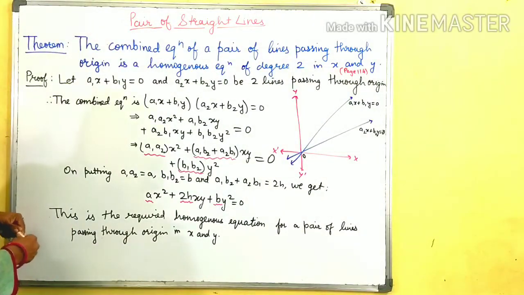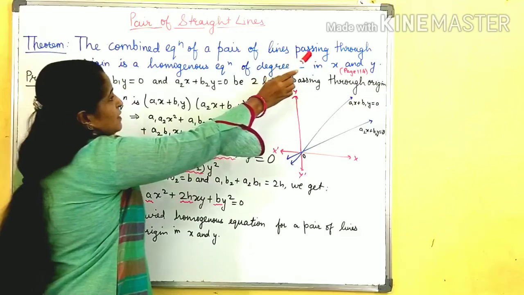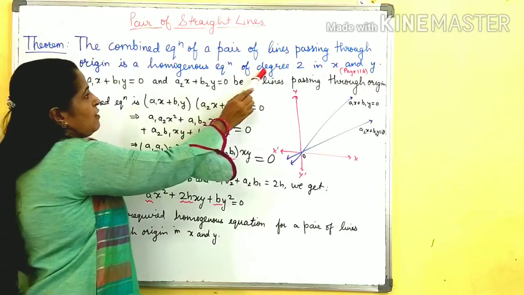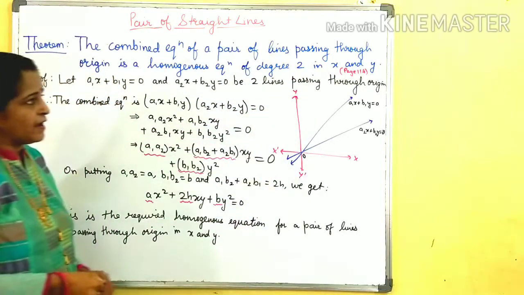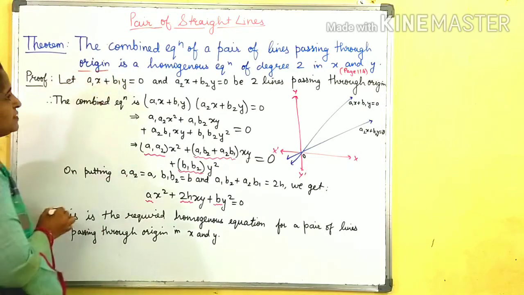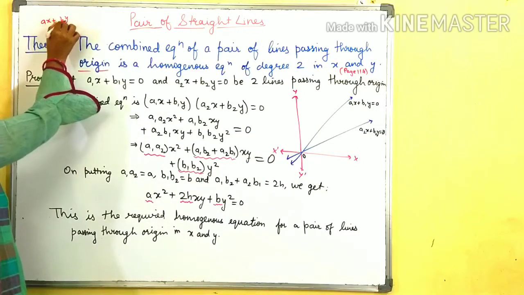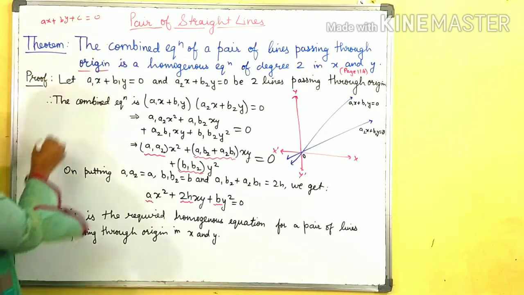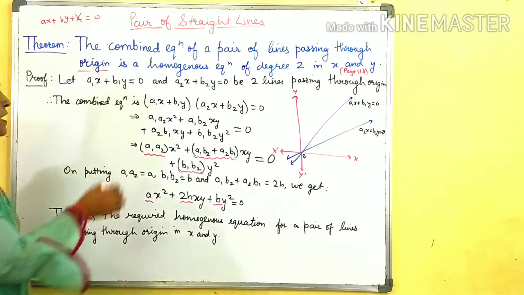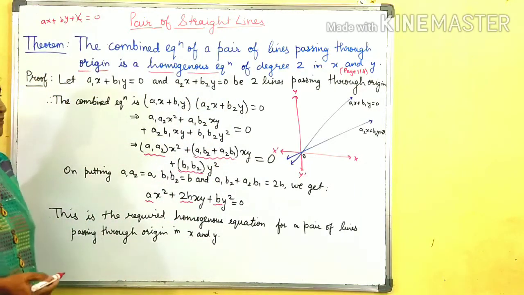Students, now we go through the theorem. The first theorem is: the combined equation of a pair of lines passing through the origin is a homogeneous equation of degree 2 in x and y. There are two conditions. One is passing through the origin, which means when we define any equation of a line ax plus by plus c equals 0, for the origin the c term is not there. And second is a homogeneous equation of degree 2 in x and y.